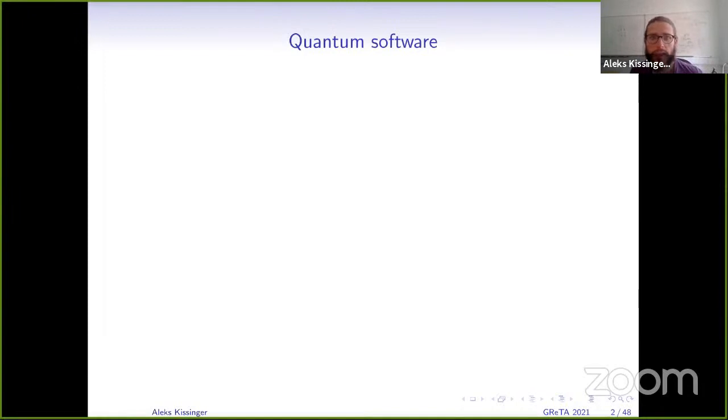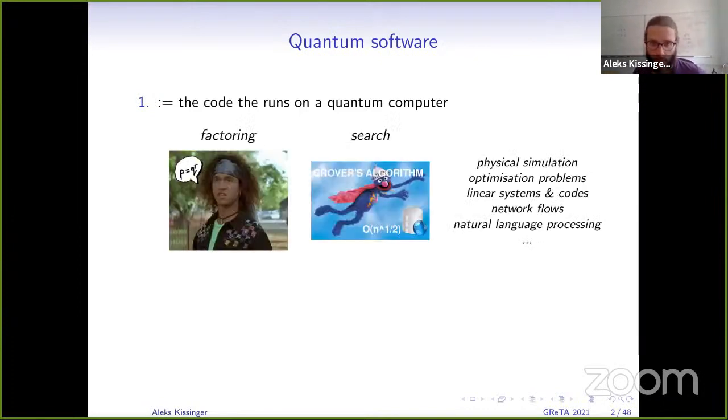Okay, so what is quantum software? This could just be a common buzzword forming device now, where you just stick quantum in front of something and it makes it cooler. Well, quantum software means basically one of two different things to two different communities of people. Very roughly, it's the code that runs on a quantum computer. So for one particular community, this means quantum algorithms.